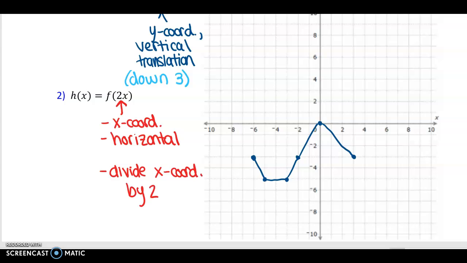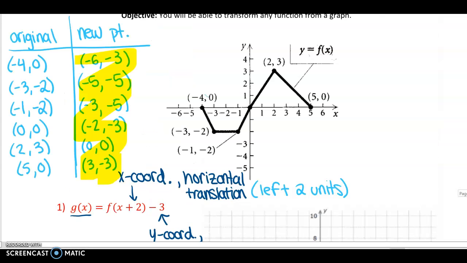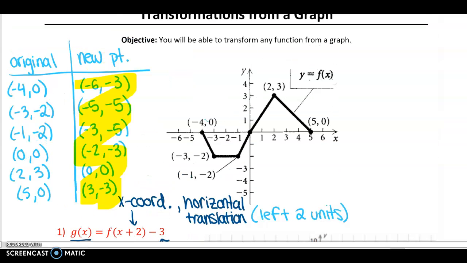So if you take all the x coordinates and you divide them by 2, I'll give you an example. Let's say the x coordinate, I'll take this point right here, was -4. Now you divide that by 2, you're going to be at -2. If you take 5 and divide that by 2, you're going to be at 2.5.